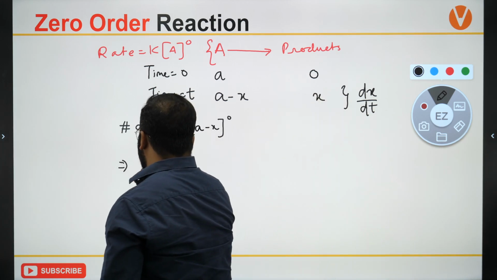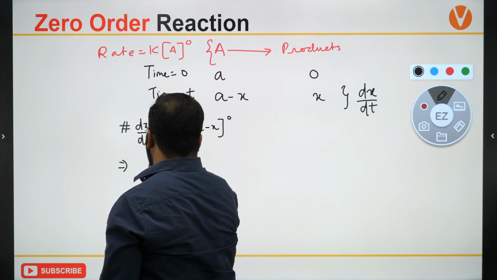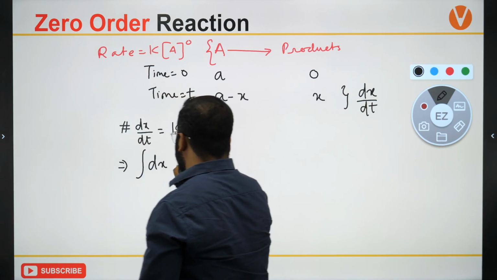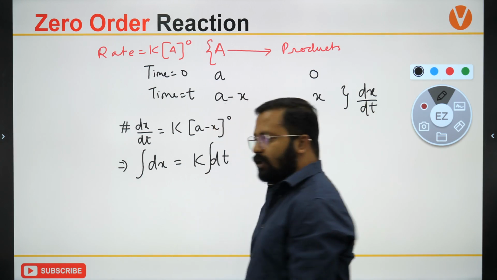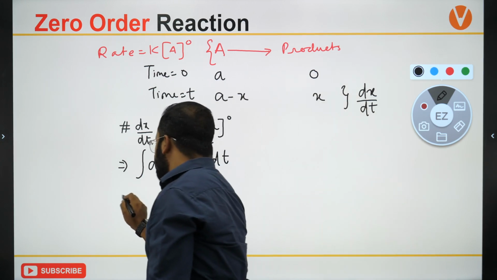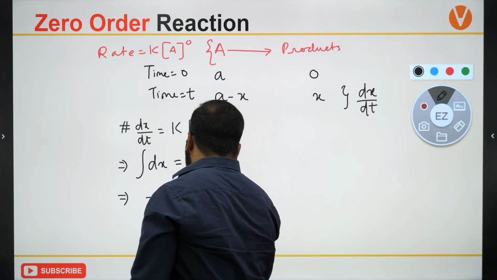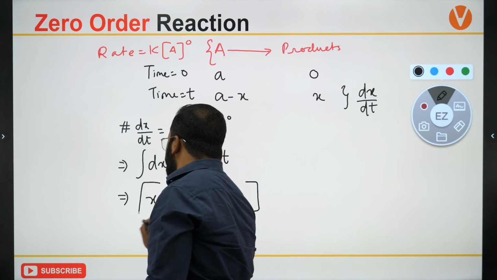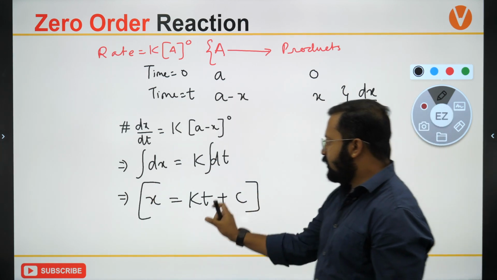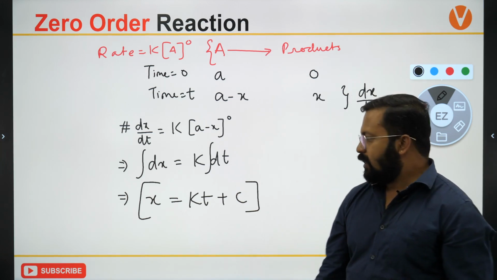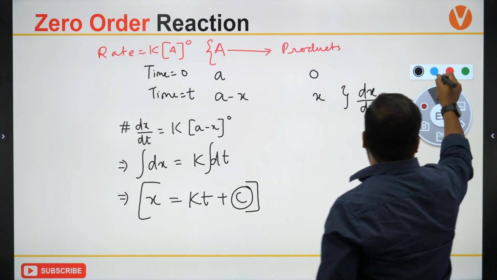इसको हम ऐसे लिख देते हैं, integral of dx is equal to k dt. This will give me x which is equal to kt plus c. I'm not doing a definite integration, I'm doing indefinite integration. How do we calculate for c? c कैसे निकालते हैं?